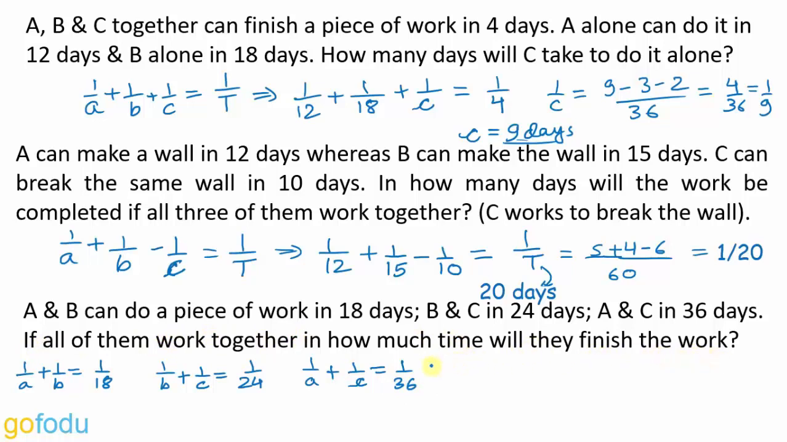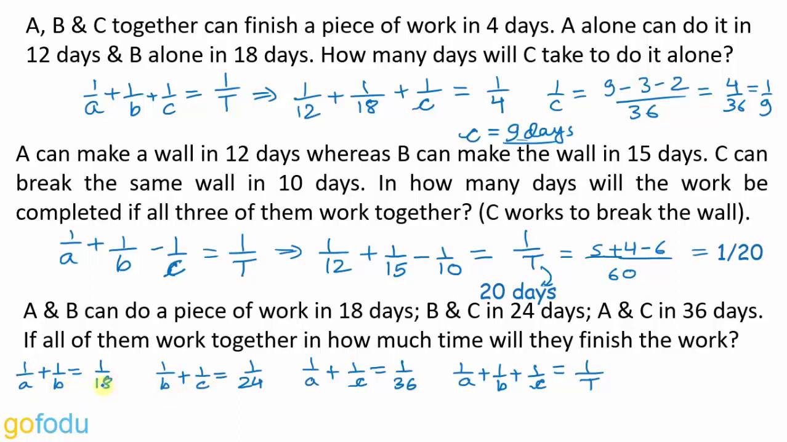So if all three of them work together, we will have 1 upon A plus 1 upon B plus 1 upon C is equal to 1 upon T, where T is the time taken to finish the work when all three work together. Now I wish to find this value 1 upon A plus 1 upon B plus 1 upon C. I can add this equation 1 and this equation 2, but I will get 2 times 1 upon B. 1 upon A will come once, 1 upon C will come once, but 1 upon B is coming twice.